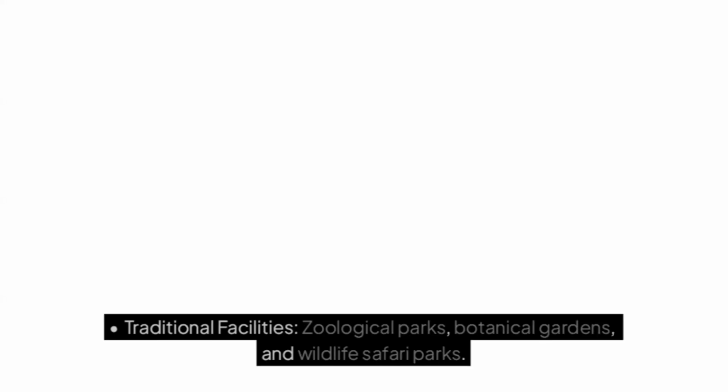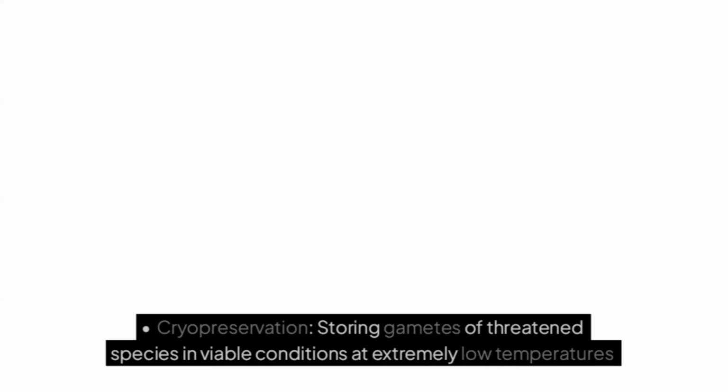Advanced techniques. Cryopreservation: storing gametes of threatened species in viable conditions at extremely low temperatures for long periods. Tissue culture propagation: rapidly propagating plants in laboratory conditions. In vitro fertilization: fertilizing eggs outside the body. Seed banks: storing seeds of diverse genetic strains of commercial crops long-term.